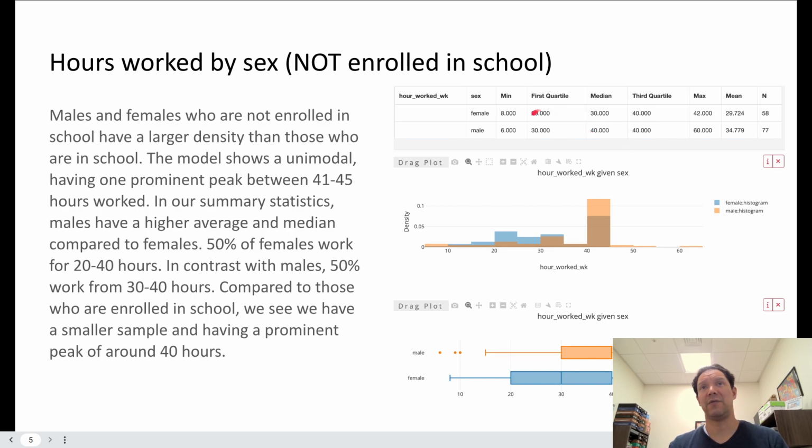The females are hitting their first quartile by the time they get to 20. Men don't hit their first quartile until they get to 30. And then females hit their median at 30. Men have to go to 40 to hit their median.